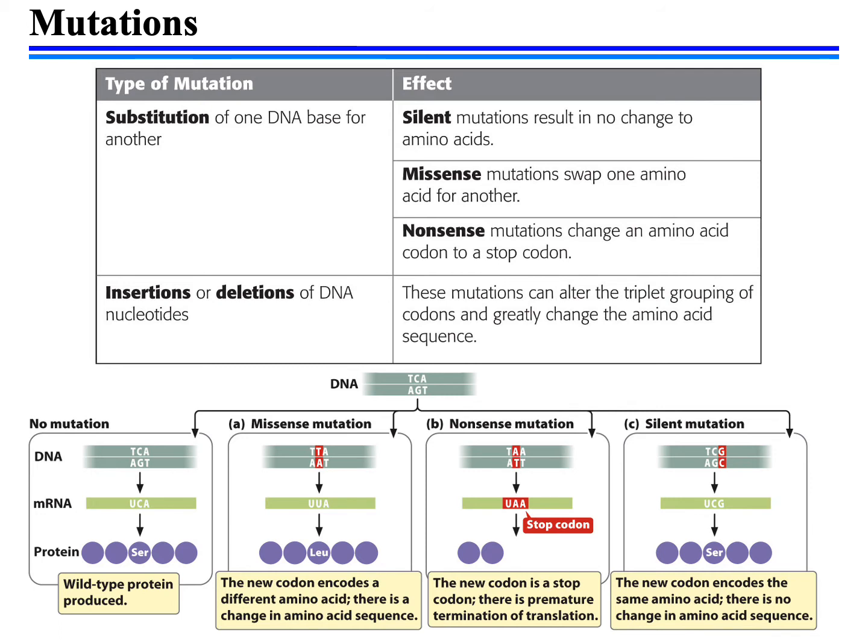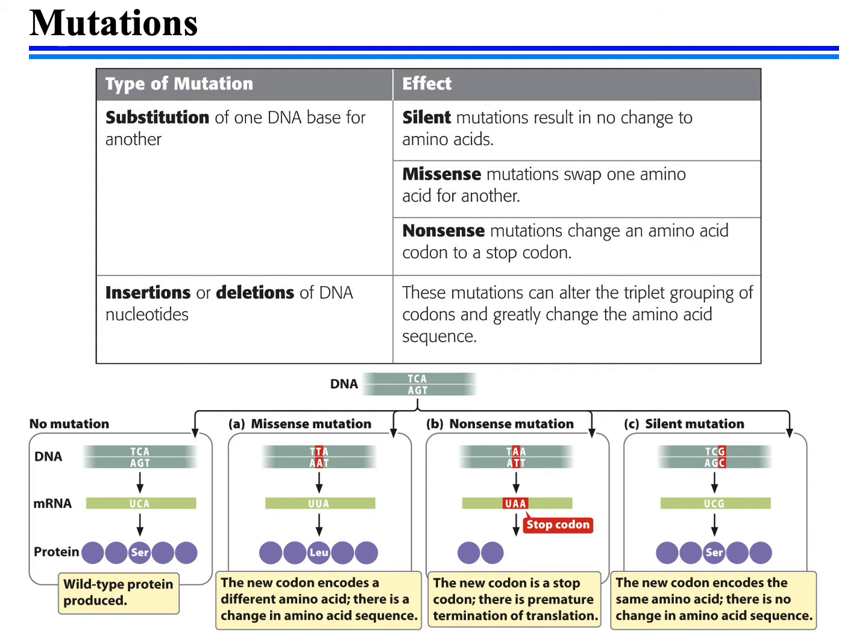And lastly, a substitution can be categorized as a nonsense mutation. A nonsense mutation is where the codon has been altered to become a stop codon. This is considered nonsense because what happens during protein synthesis is a premature termination of the protein synthesis process, because the original codon has now been changed to a stop codon and protein synthesis stops.